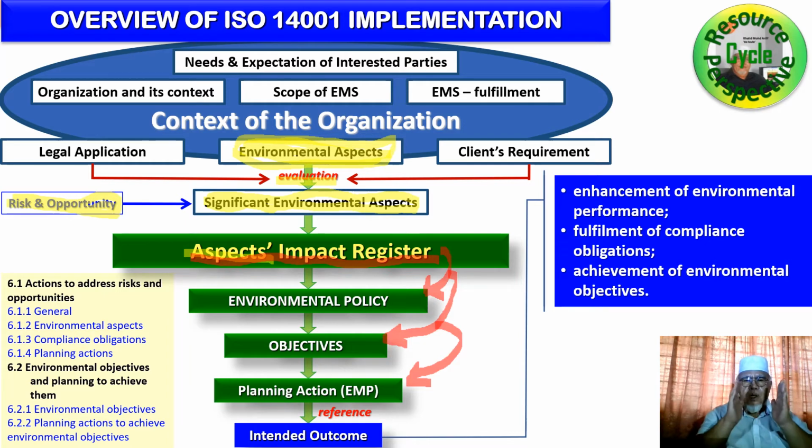Then we develop what we call formally the environmental management plan. Now, objectives, EMP and target are lumped into one phrase by ISO 14001 called planning actions to achieve. Remember the words to achieve, meaning this is not just a document. This is something that is achievable, and we have got to commit to achieving this. That is why it has been changed to planning to achieve.